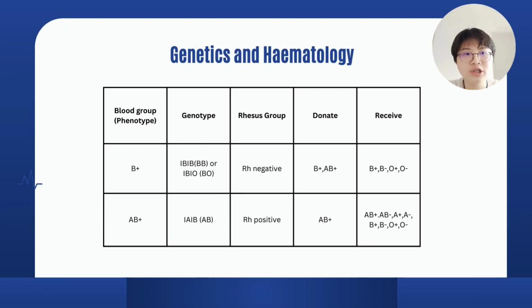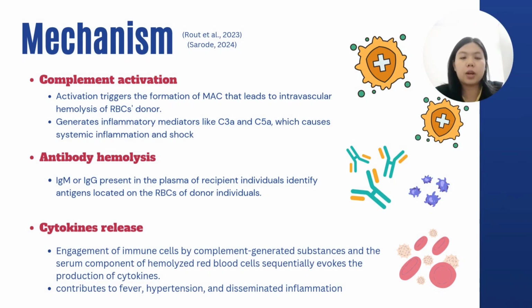In this chart, we compare blood groups B+ and AB+ on key characteristics. For the genotypes, B+ is determined by IBIB or IBIO, while AB+ is defined by IAIB genotype. For the rhesus group, B+ has a rhesus negative status, while AB+ has a rhesus positive status. For donation compatibility, B+ can donate to B+ and AB+, whereas AB+ can donate only to AB+. For receiving compatibility, B+ can receive blood from B+, B-, O+, and O-. AB+ has the broadest receiving range: AB+, AB-, A+, A-, B+, B-, O+, and O-.